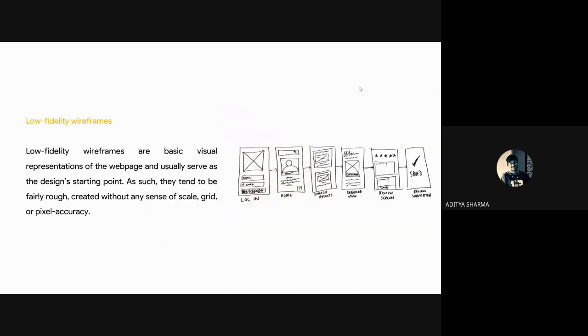So low fidelity wireframing is a very basic structure, like how things would be placed in a very basic design of the screen. That can be pen and paper, like how it is shown in the figure, right? And here you do not consider the pixel perfect design. They are just used to ideate on what things will go at what place. This is just a basic layout of how the flow should be.